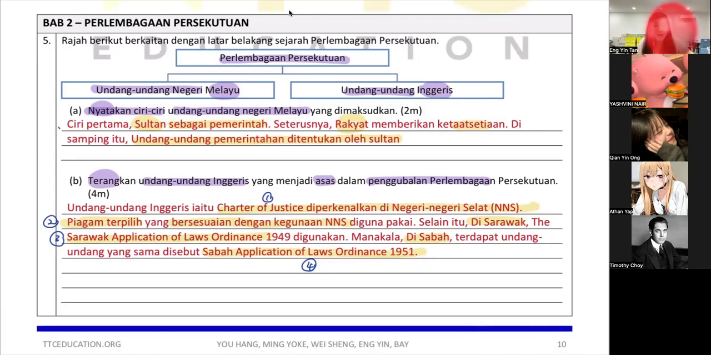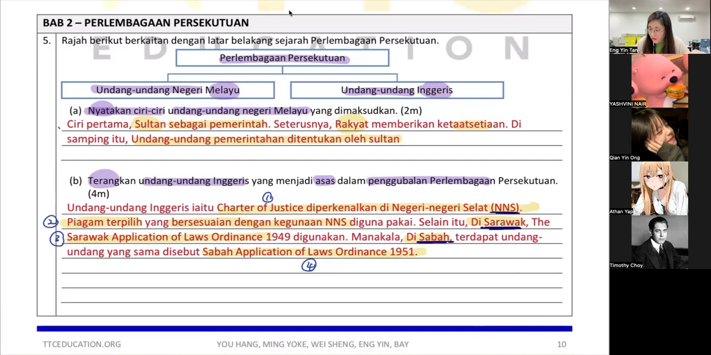So that's why you can see here, we have English law applying at NNS and all the Malay states, also at Sarawak and Sabah. Now, just in case you wonder why I mentioned NNS, Sarawak, and Sabah only, it is because all these states don't have kings.